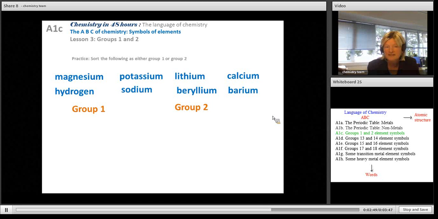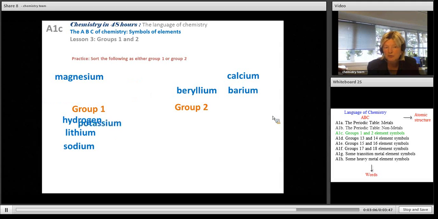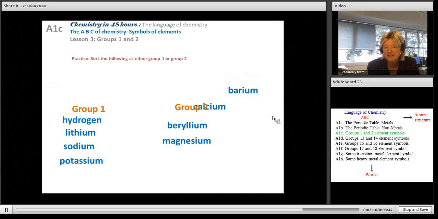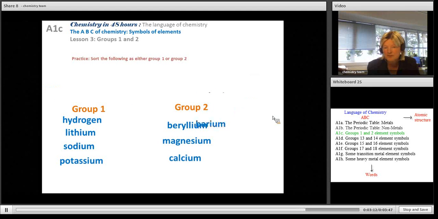Some more practice. So this time you want to sort them as either group 1 or group 2. So pause the video and see if you can do it. Here are the answers. Did you think of "High Lionel, sweet puss or naughty kitten" and "Beryl's magnificent cake"? I left out the strontium, so it's "strawberry", and then "banana".